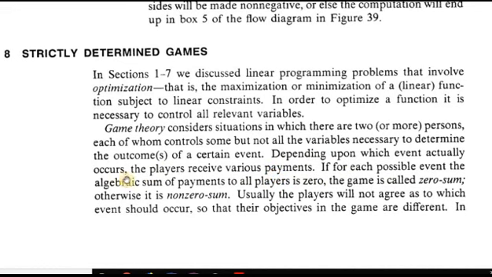Okay. If for every possible event the algebraic sum of payments to all players is 0, the game is called zero sum. Otherwise it's non-zero sum. All that means is that in this competitive game, what I win is what the other one loses. So basically, I pay the other person, or that other person pays me. But the sum of my payment to him and what he receives is 0. That doesn't mean it's a fair game. It just means that my benefit is his loss and vice versa. Usually the players will not agree as to which event should occur, so their objectives in the game are different. So obviously that's going to be true. If what I win, then he loses. So he's going to want to win as much as he can, and I'm going to want to win as much as I can.